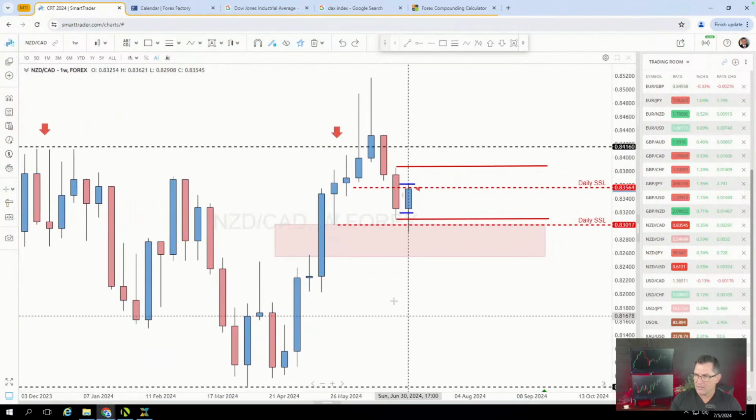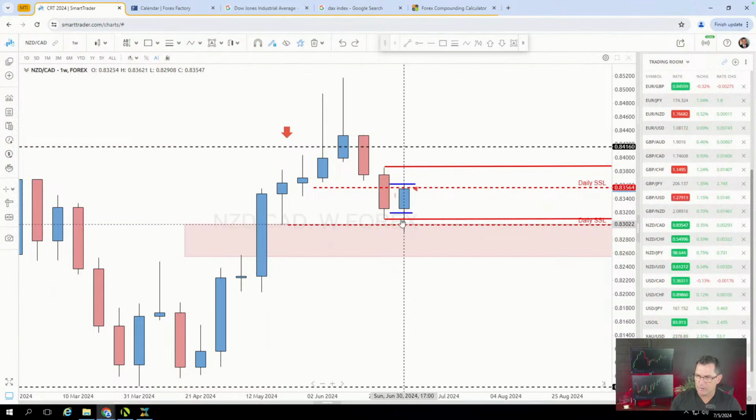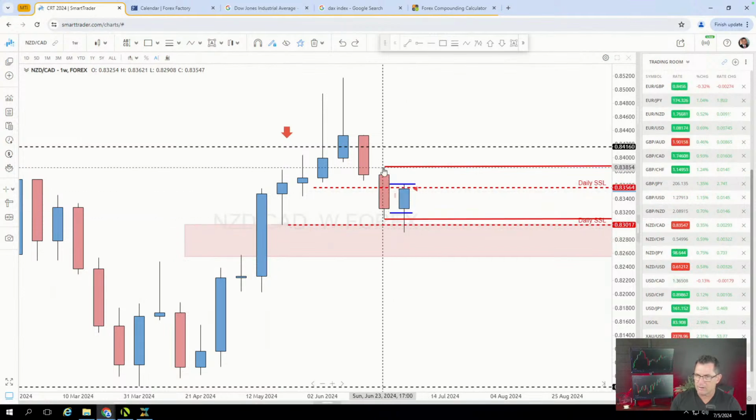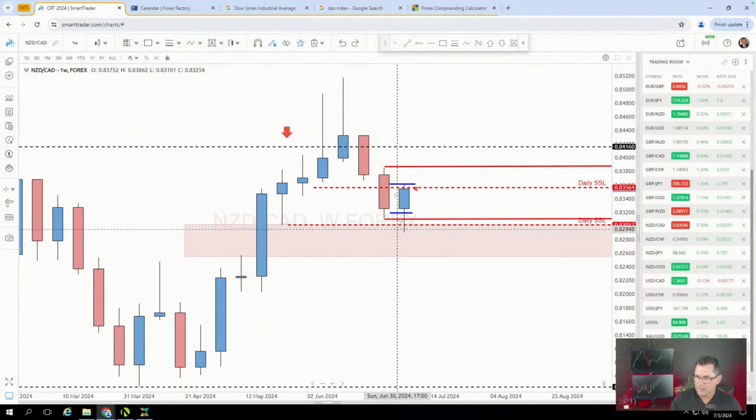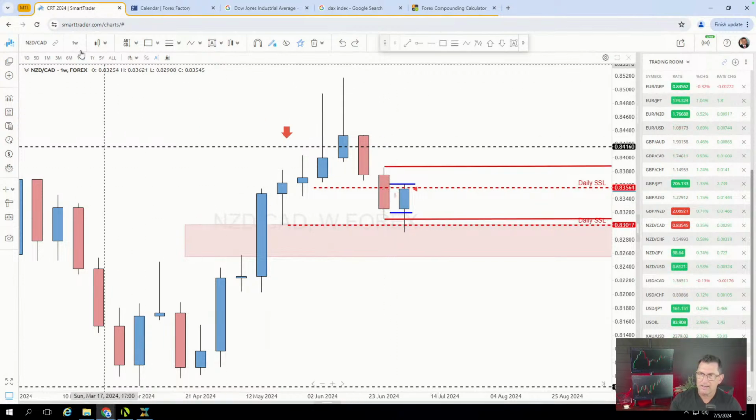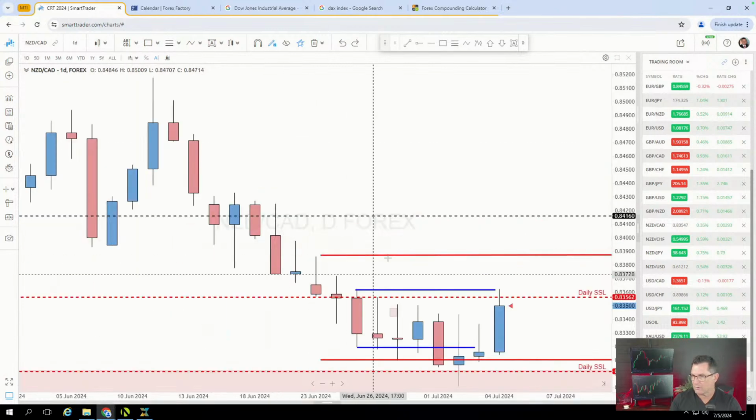So weekly range, we're still holding the weekly range. We failed to break below the lows down here. We're moving up to the top of the weekly range, which is up here at the top. Question is, can it do that? Let's go to the daily range. Take a look at the daily range.